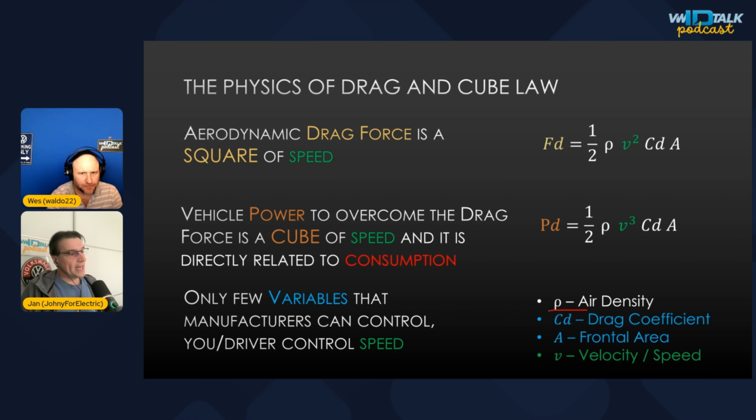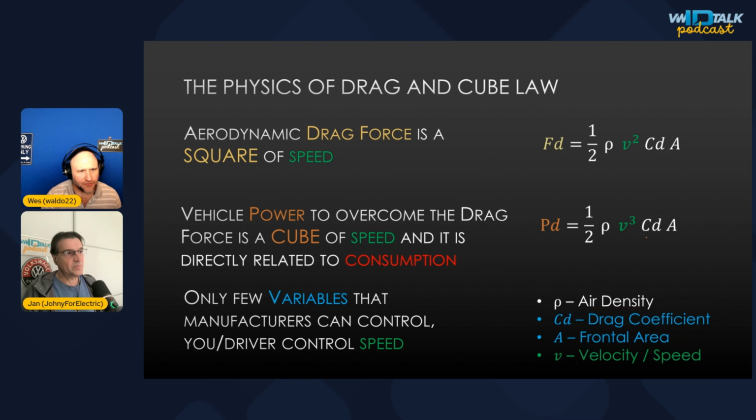The drag coefficient is, however, something that the manufacturers can control. They have different tricks in their sleeves to lower this drag coefficient when they build the car design. And that is one of the variables that has been quite discussed, specifically with EVs.